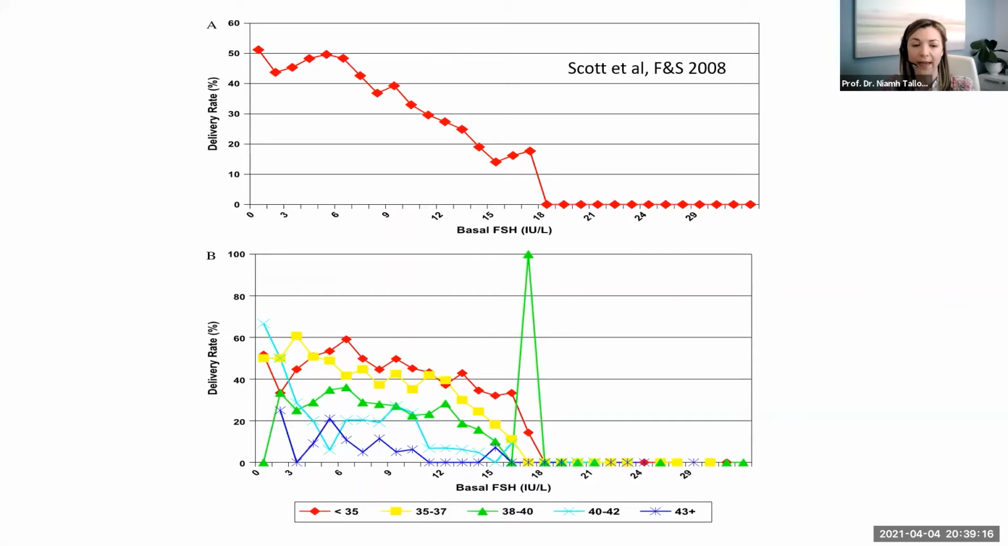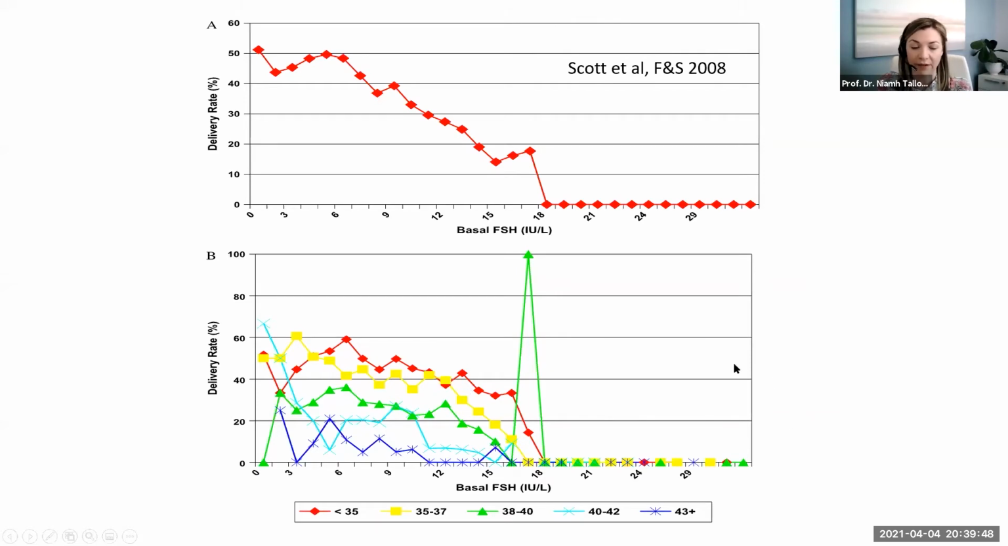FSH, again, there's caution with FSH. I quote this study a lot. This comes from Richard Scott from 2008. It's not a small study. It had 8,000 women in the study, and they looked at FSH values to dictate the likelihood of delivery. And what they show here is when the FSH is 18 or above, really no one brought home a baby. They may have had pregnancies, but they certainly didn't have deliveries. And again, this would be modified by age.